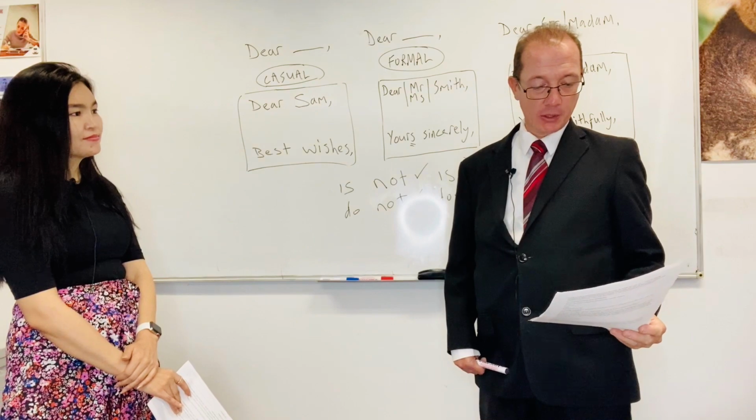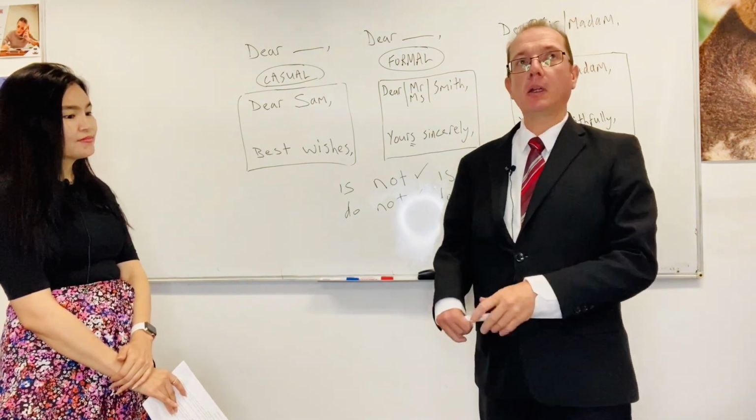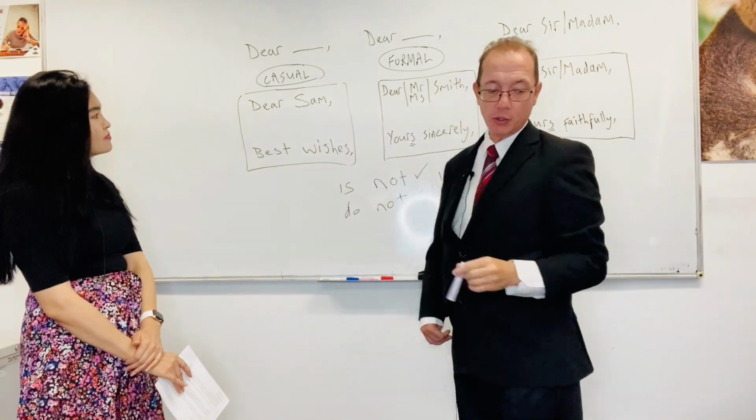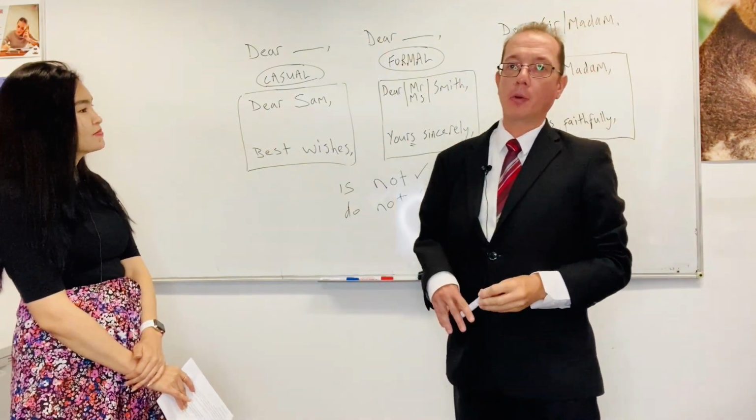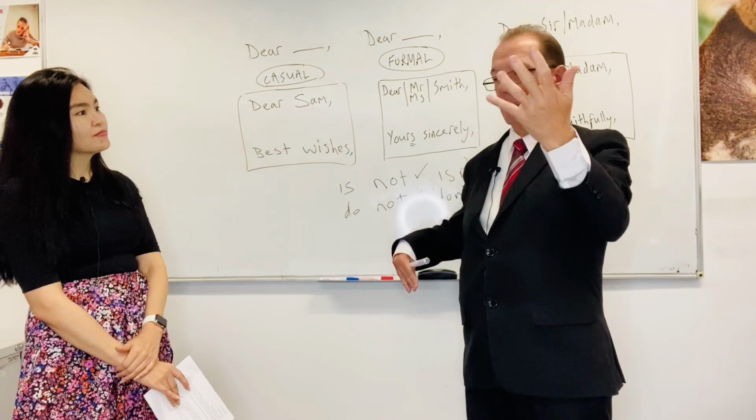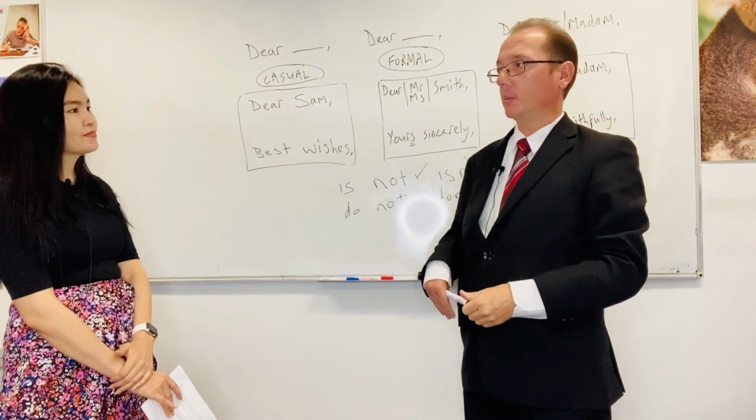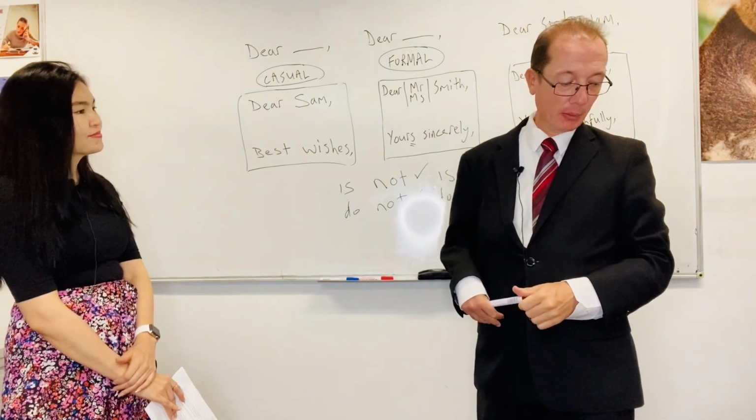What other things can we say? The first sentence of the letter, very often you say why you're writing. "I'm writing because blah blah blah," or "I'm writing to complain about blah blah blah." Something like that at the start is very common.